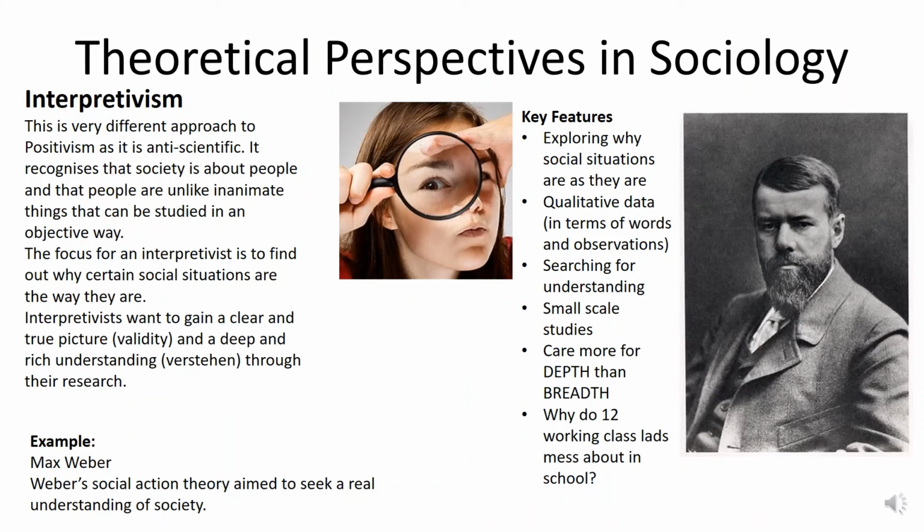On the very opposite scale then is another theoretical perspective in sociology, and this is interpretivism. And it can be described as anti-scientific because really these kinds of sociologists are saying that people can't be studied in the kind of scientific way that the positivists thought that they could be studied. What they're after, these interpretivists, is a really deep and thorough understanding of the social situation.